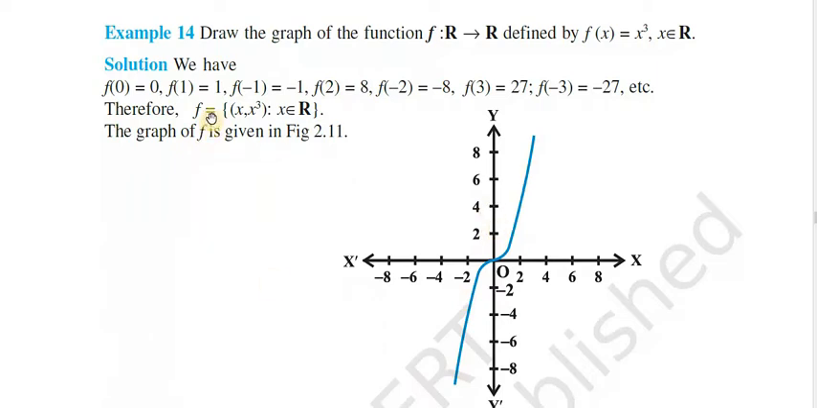So your function f is what? {(x, x³) : x belongs to R}. This is the notation. What notation? This will be our Cartesian product notation of the function, as a subset of the Cartesian product of the set R cross R.